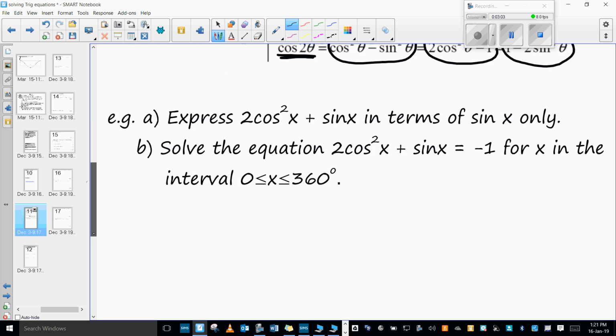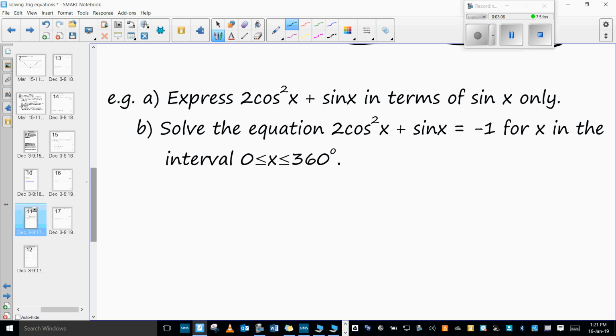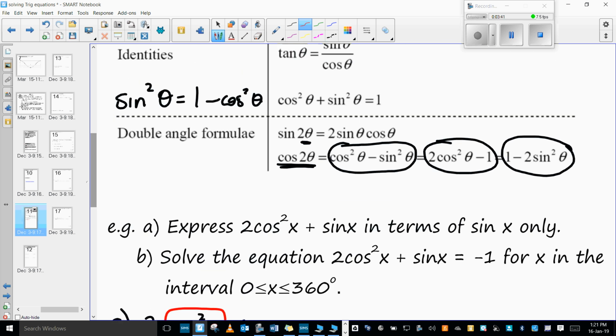It says, first of all, express 2 cos squared x plus sine x in terms of sine x only. Right, what we're going to do, instead of saying 2 cos squared x plus sine x, I need to change this to be sine instead. What do you think we can use to help us?